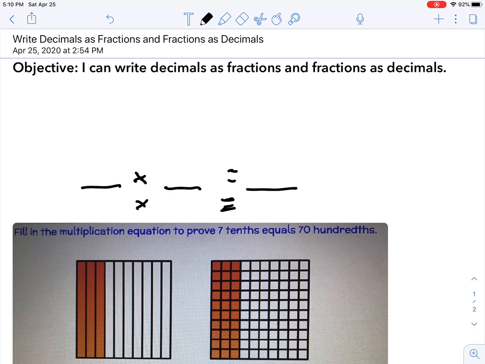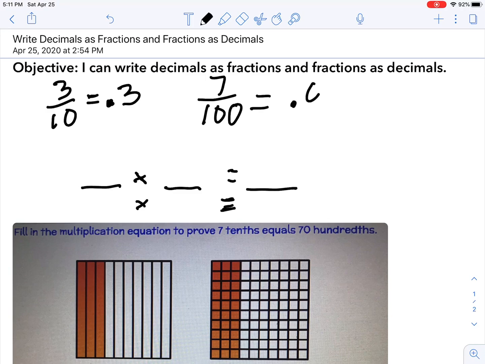The objective for this lesson is I can write decimals as fractions and fractions as decimals. And this is not really new. It's kind of the same thing we've been doing in the past few lessons. For instance, when we first started this unit, we talked about how 3/10 as a fraction is written like that as a decimal, and how 7/100 is written like that.